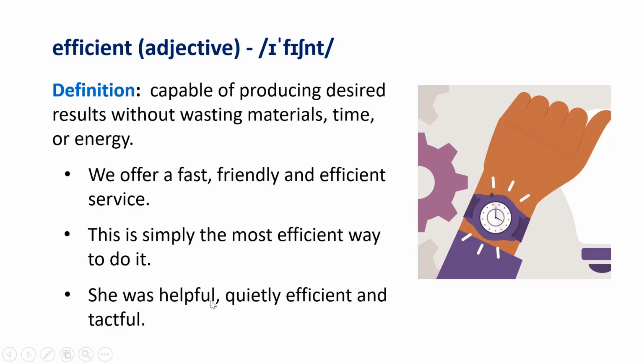Okay, and for the final example, how we use the word efficient like this: "She was helpful, quietly efficient, and tactful." In this sentence, you need to understand the word tactful. Tactful means you are skillful and you are wise. I use the word wise, I do not use the word intelligent or smart.